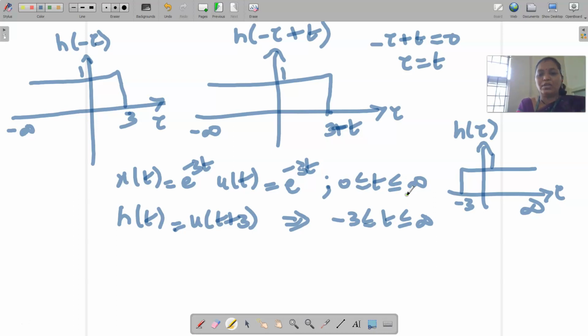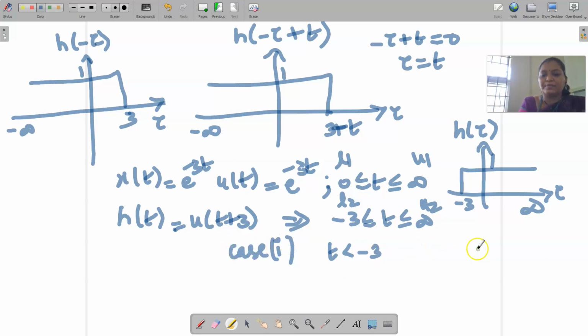With these two things, I need to find out the cases for your convolution. We have already discussed in the previous problem how to find the different cases. Add your lower limits first. 0 plus minus 3 is nothing but minus 3. This is L1, this is L2, this is U1, this is U2: lower limit 1, lower limit 2, upper limit 1, upper limit 2. So L1 plus L2 is minus 3, so your t will be lesser than minus 3. This will be your first case.